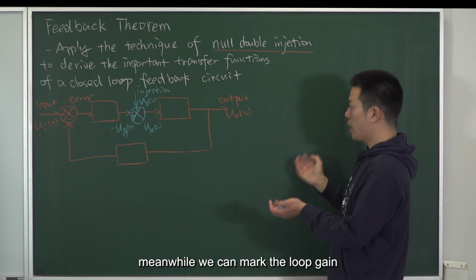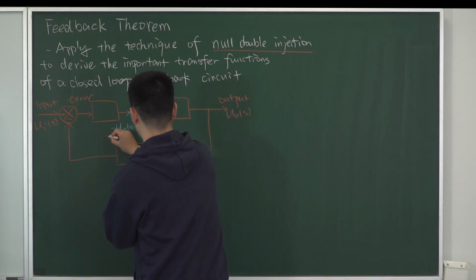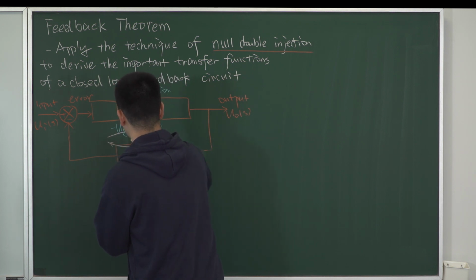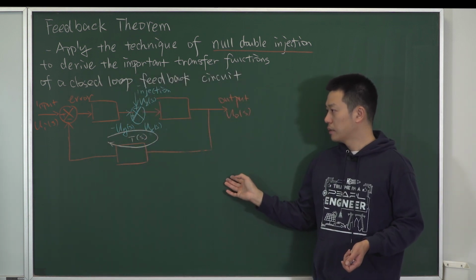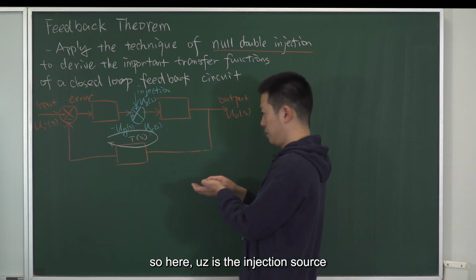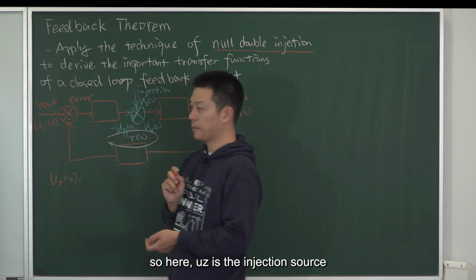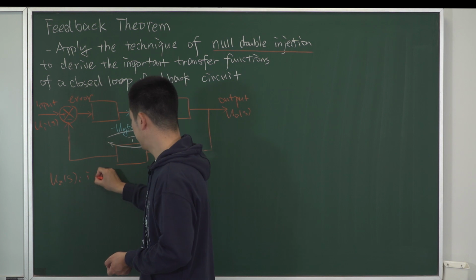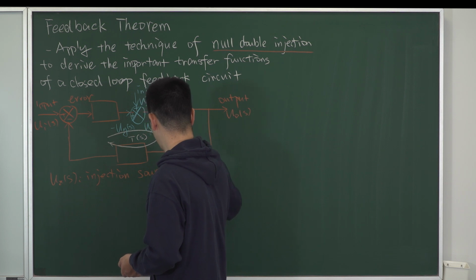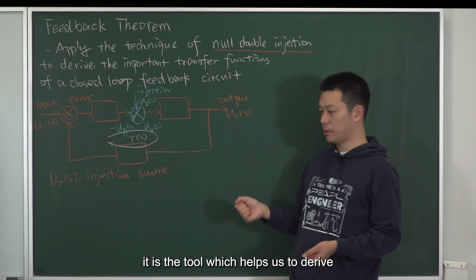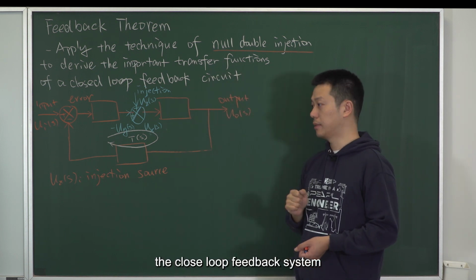And meanwhile, we can mark the loop gain, right? The loop gain is what we get when we go over this loop. The loop gain is denoted as TS. Here, UZ is the injection source. It is the tool which helps us derive those important transfer functions of the closed loop feedback system.